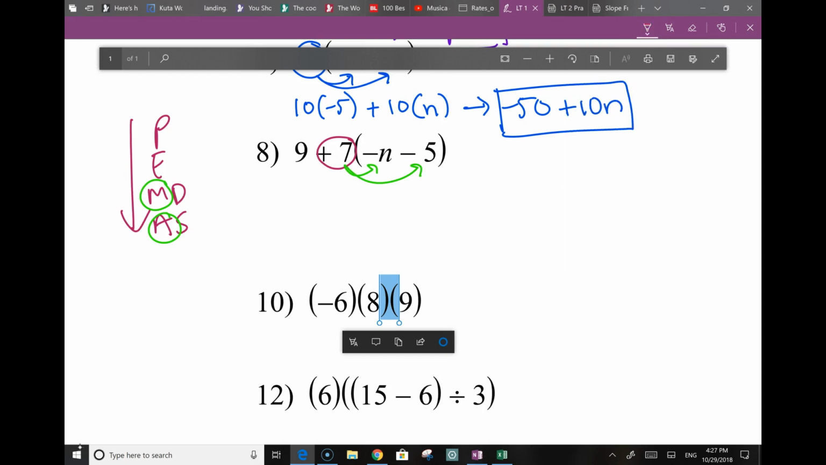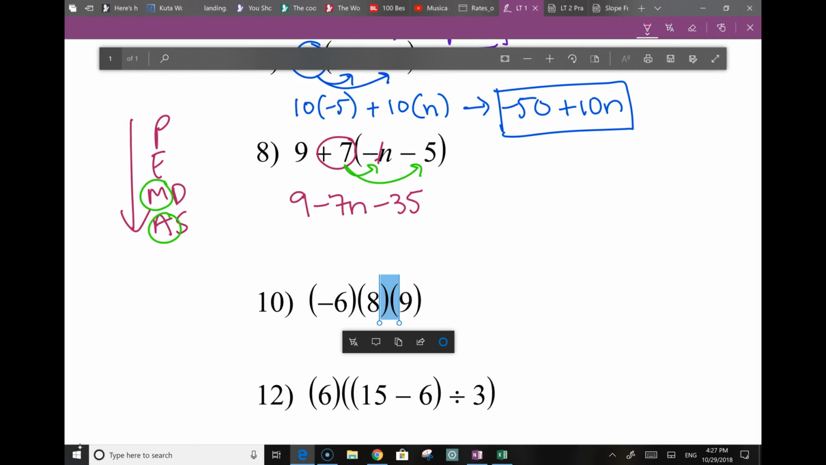And so what we get is the 9 comes down, and 7 times -n, this is actually -1n. 7 times -1n is simply -7n. And then 7 times -5 is -35. Just referencing the face again, you would cover a mouth and you would cover an eye.